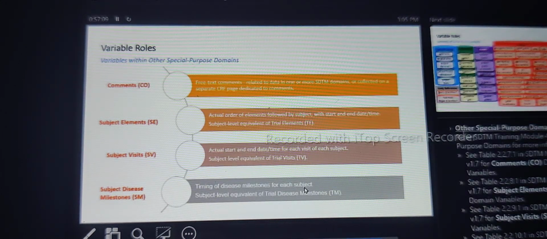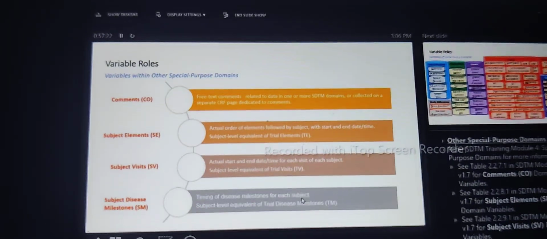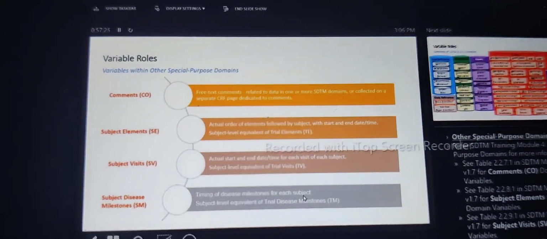What are all the variables that come under CO? By seeing the RDOMAIN variable, we can identify whether this is domain level or subject level. Yeah, that's correct. So when you see the RDOMAIN variable, if it's populated, it's a reference, that is, the domain level comments. If it's not, it's from the CRF comments.